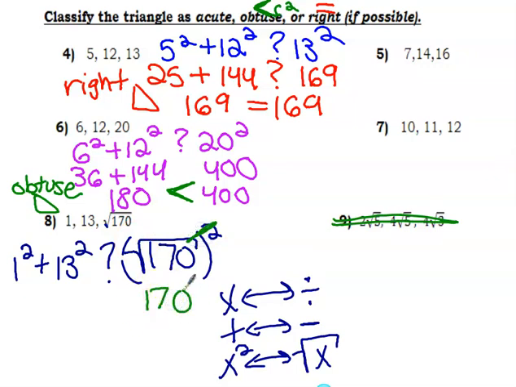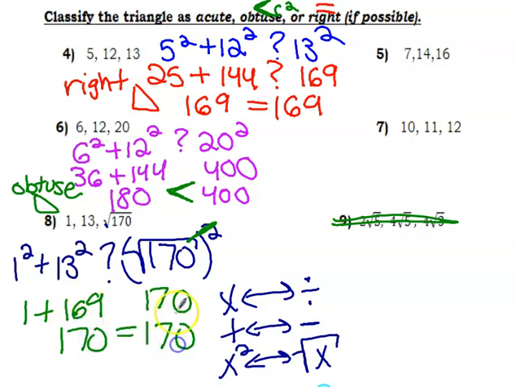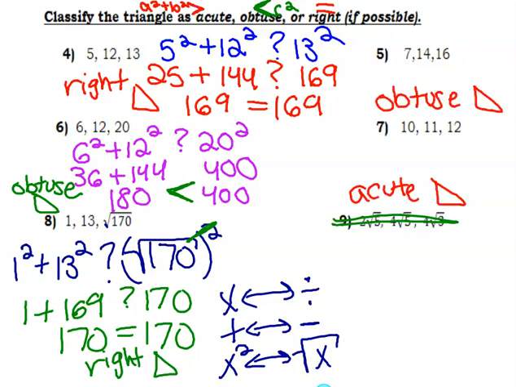Okay. 1 squared is 1. 13 squared is 169. So 1 plus 169 is 170. Oh, look at that. And that equals 170. Good. So this is a right triangle. We haven't had any acutes left. Remember, the acutes mean that a squared plus b squared is bigger. So I want you to try 5 and 7. Work them out and see what you get. So number 5 is an obtuse triangle and number 7 is an acute triangle.